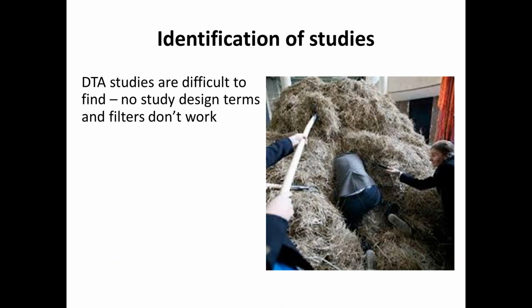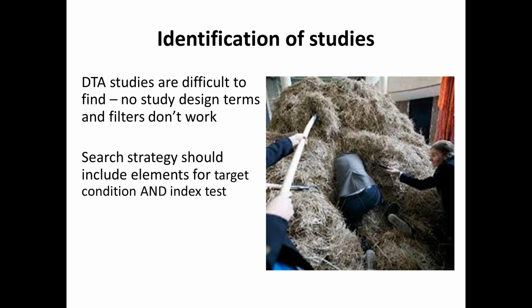Here's a man hiding in a haystack trying to find a DTA study. The filters which have been used to say these are the ways of getting it, they don't work. So our searches are going to just include a search string for target condition and a search string for index test. And we really encourage you to try and involve somebody who's an expert at doing this. All of this is team sport, doing these reviews. It's not a good thing to try and do one entirely on your own.